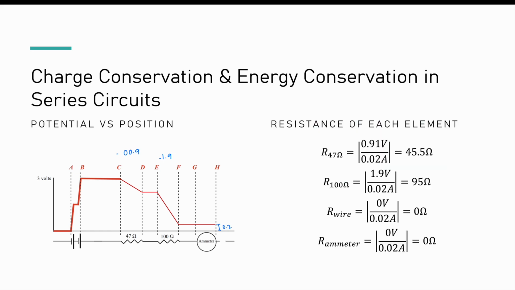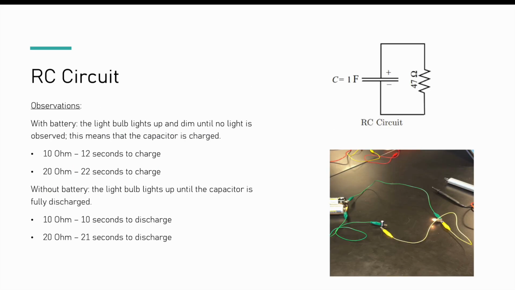For the resistance of each element, we found that the 47 ohm resistor had a resistance of 45.5, and the 100 ohm resistor had a resistance of about 95 ohms. The wire and the ammeter both had 0. As you can see, the resistance measured was close to, but not exactly equal to, the predicted resistance.